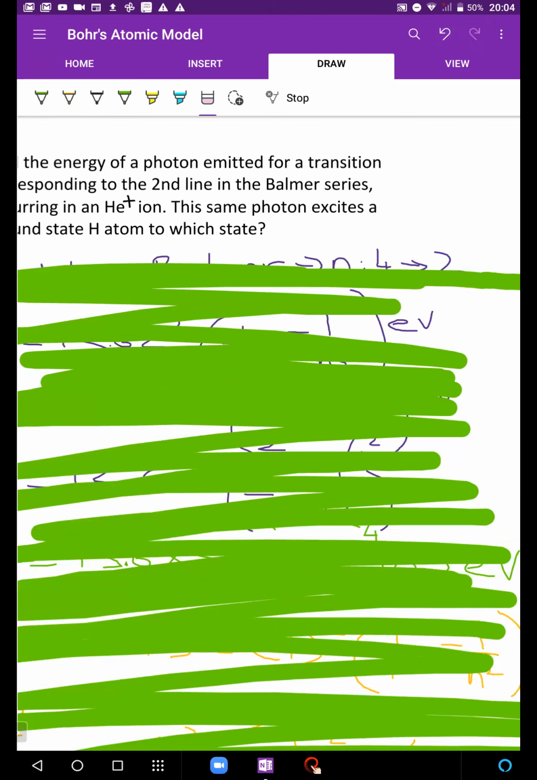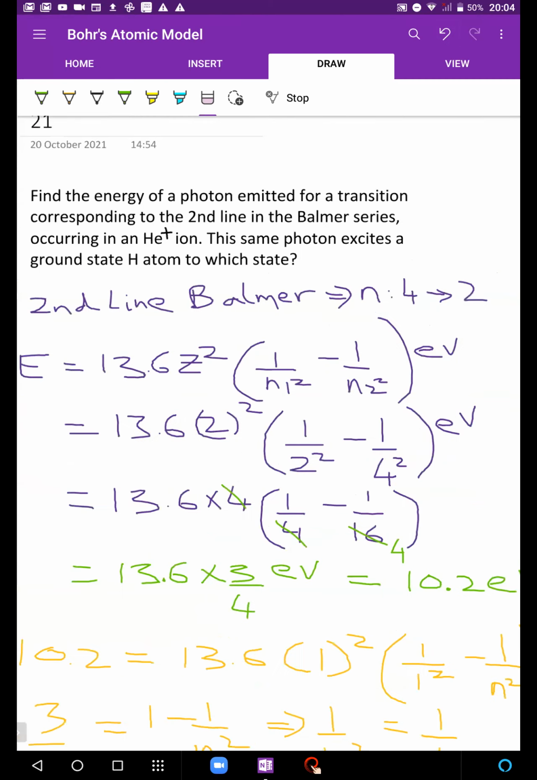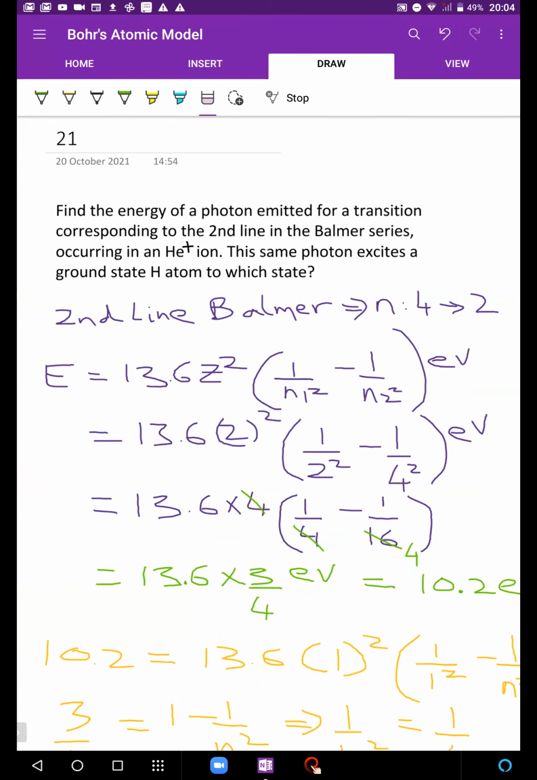Then jinka aa raha hai, please continue solving. Just in the meanwhile, I'll discuss for those who didn't get it. Second line Balmer. Balmer ends at 2. First line of Balmer is 3 to 2. Second line of Balmer is 4 to 2. If you want to draw, count carefully, but nail that. Second line Balmer series is 4 to 2.